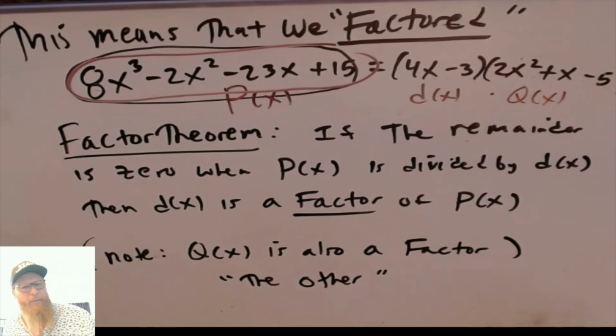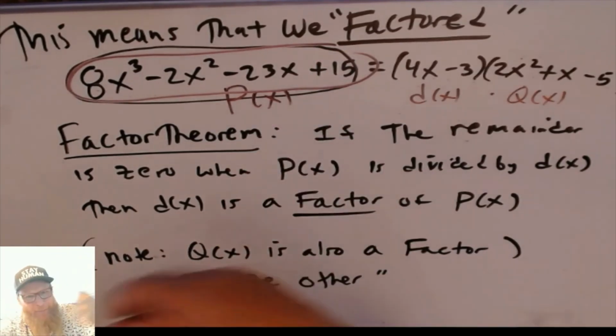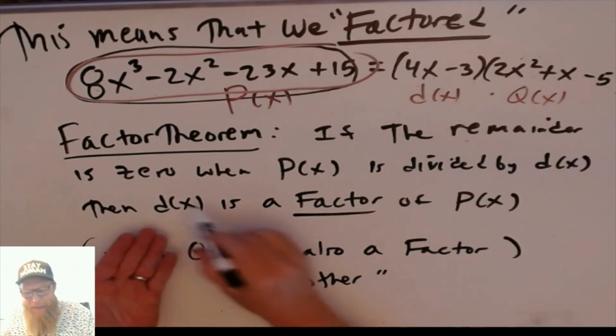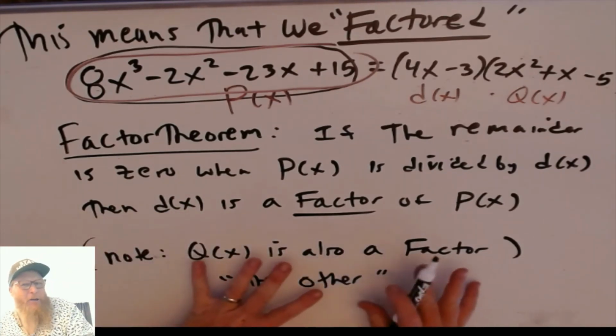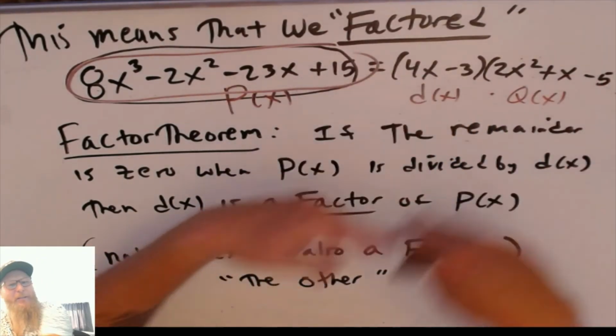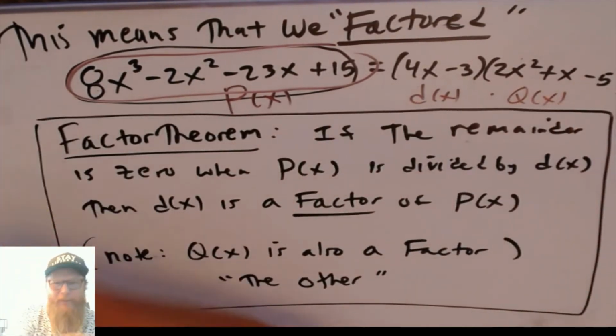I mean, factors always come in pairs, right? So if you have an A, well, then you have a B. They come in pairs. That's how factors work. But primarily the one that we're interested in is d of x. But you might make a side note, well, yeah, q of x is also the other factor. So basically it gives you the ability to factor a polynomial by using this theorem called the factor theorem.